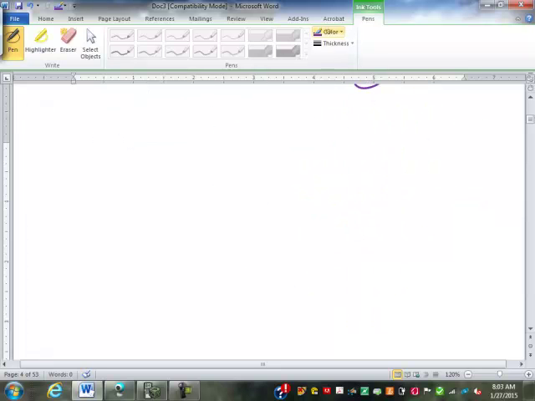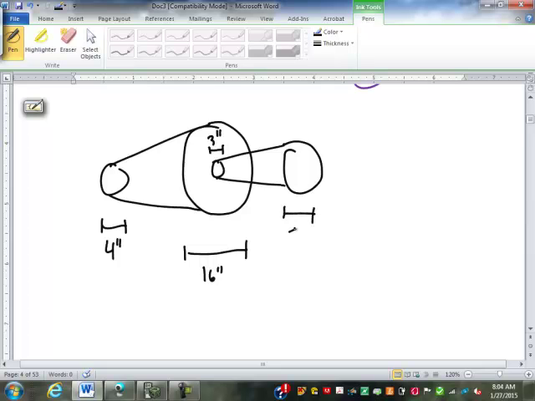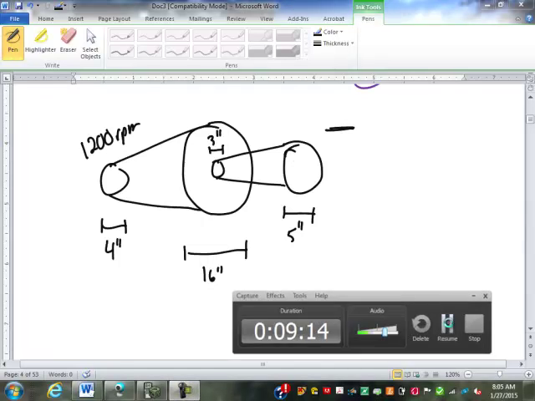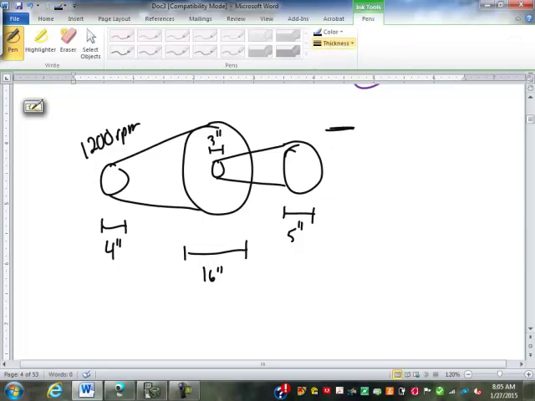Now I want you to try this one. So I had a 4-inch pulley turning a 16-inch pulley. Then a 3-inch pulley going to a 5-inch pulley. And this is turning at 1,200 RPM. I want to know how fast the 5-inch pulley is turning. Go ahead and give that a shot. See if you can figure it out. Now, I will tell you the mistake that most people make will be in the second step here.